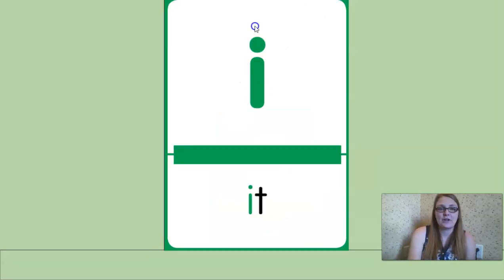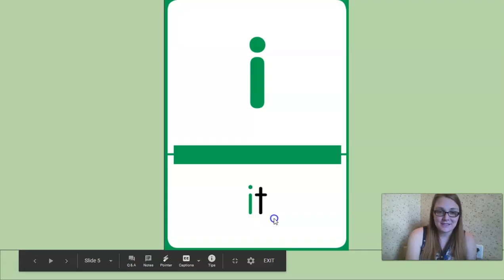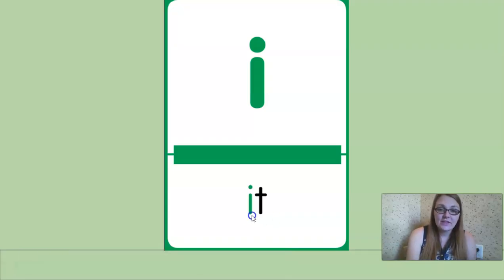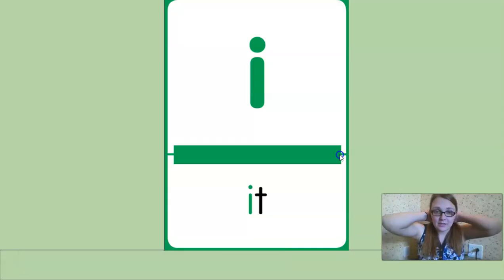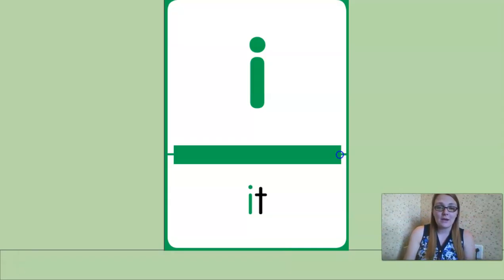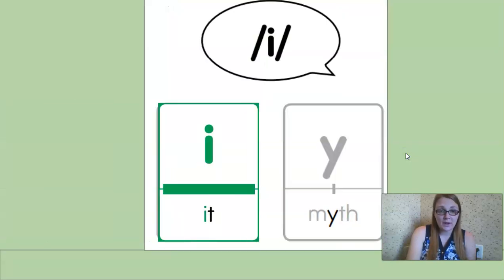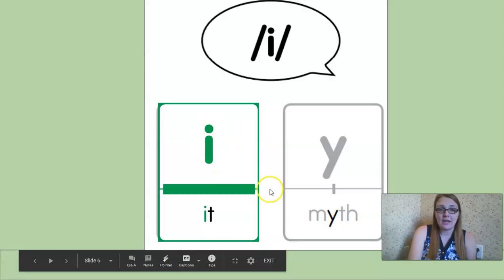Our next card, what letter do you see here? Good, letter I. Our word is it. In the word it, the letter I says I. And if you look at this power bar, that's a very, very common spelling, although not the only one, for the sound I. So we'll add that to our chart as well. So if you hear the sound I in a word, most of the time it will be spelled with the letter I.